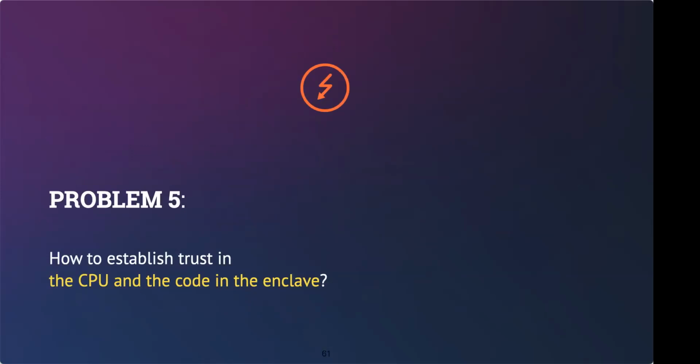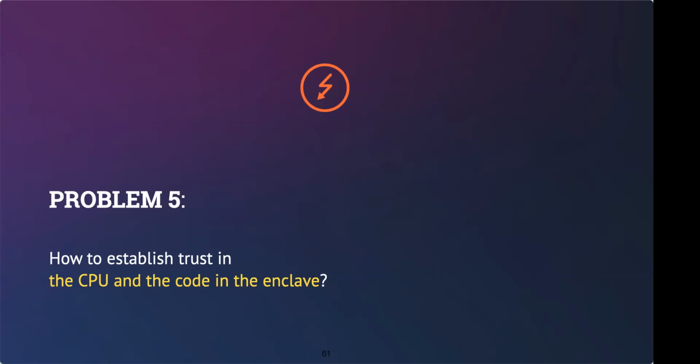And there is then the interesting question. How can I establish trust in the CPU, in the code that runs in the enclave? How do I know that that CPU is a real CPU that I run on? It could also be an emulated CPU by QEMU or some other emulator. So it runs in software, and then whoever controls that emulator could look at all my secrets.